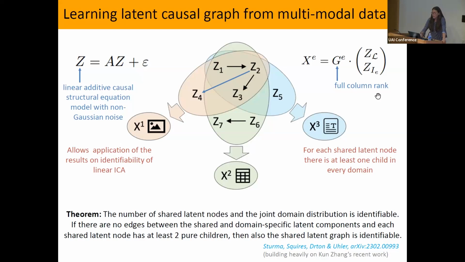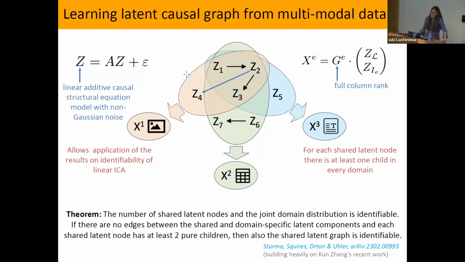And what we need is the full column rank. So these are the shared latents, and these are the domain-specific latents. And then we have results that we actually have identifiability. So first of all, and this is important for us, we can identify how many latent nodes we have, and we can identify the joint domain distribution. And then if you have additional assumptions on which edges you can have and not have, and this nice assumption that came from Kuhn's work on how many children you need to have in every one of the domains, then you can in fact also identify what the underlying latent graph is.